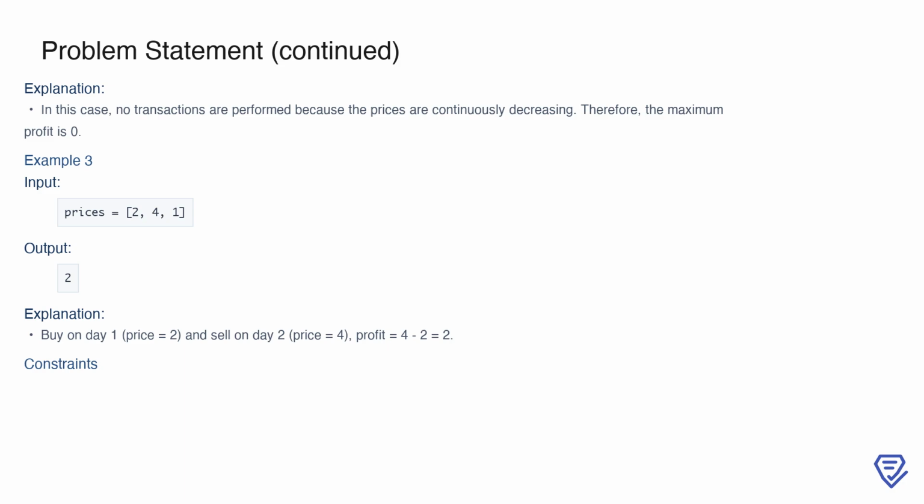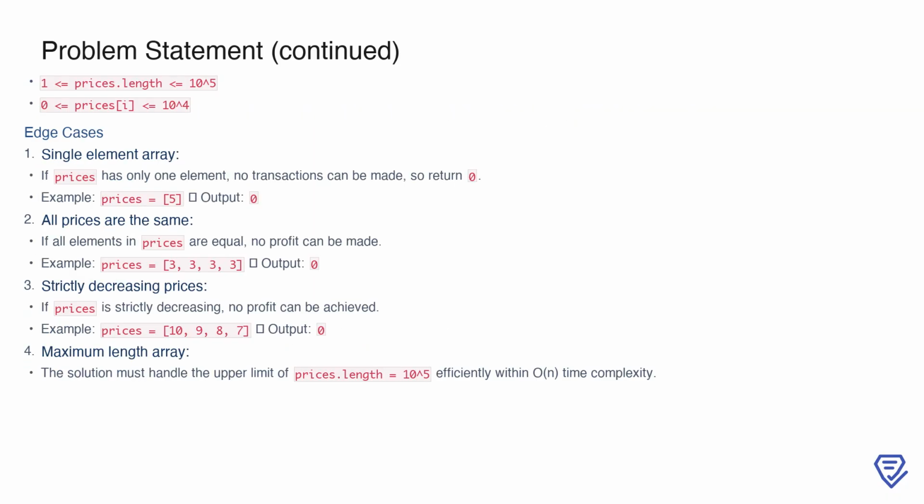Now, let's explore the constraints and edge cases to better understand the problem's requirements. The constraints for this problem specify that the length of the prices array will be between 1 and 100,000, and each price will be a non-negative integer ranging from 0 to 10,000. It's crucial to consider edge cases when designing the solution. For instance, if the array contains only one element, no transactions can occur, so the output should be 0.